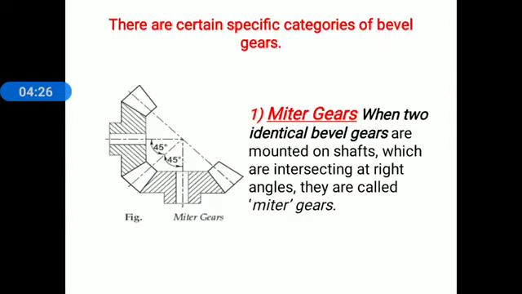There are certain special categories of bevel gears. See the first one, mitre gear. Everyone clearly observe this sketch shown on the screen. When two identical bevel gears are mounted on shafts which are intersecting at right angles, they are called mitre gears. Mitre gears have some characteristics.